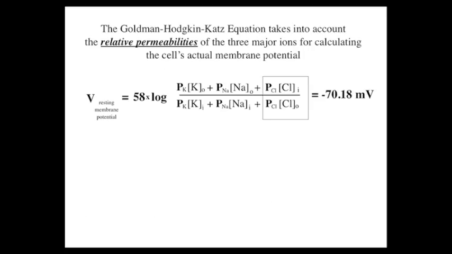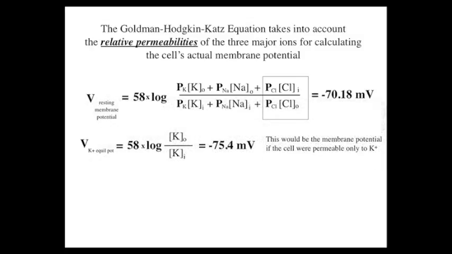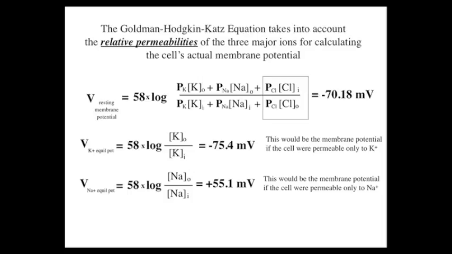So the Goldman-Hodgkin-Katz equation takes into account the relative permeabilities of the three major ions for calculating the cell's actual membrane potential. The resting potential is about minus 78 millivolts. The potassium equilibrium potential is minus 75 millivolts. That would be the membrane potential if the cell were permeable only to potassium. And the sodium equilibrium potential is plus 55 millivolts. This would be the membrane potential if the cell were permeable only to sodium. And you might try calculating that for yourself. It's not hard.